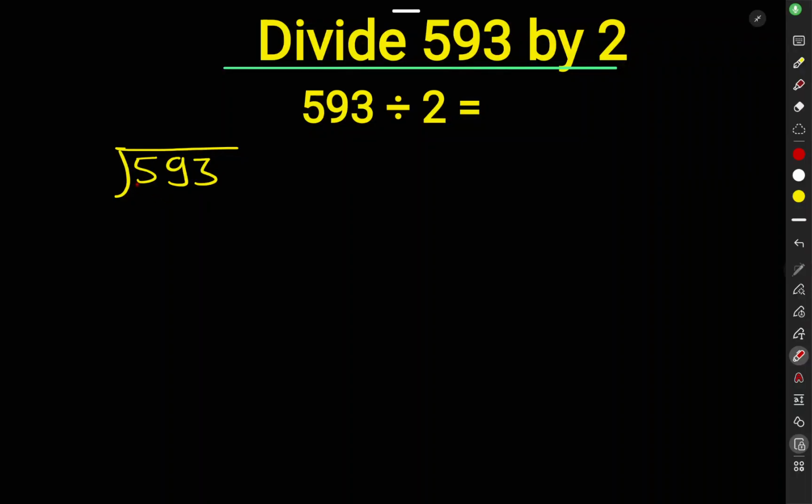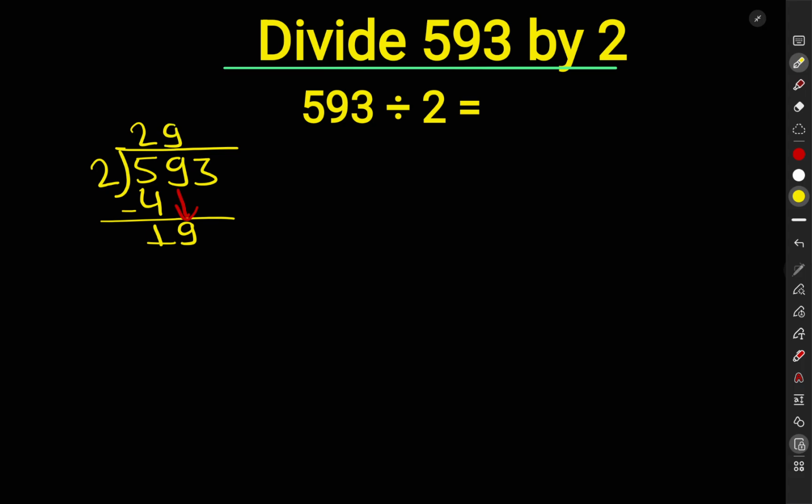We divide 593 by 2 in long division method. 2 times 2 is 4. On subtracting, we get 1. So now we put down this 9 and it is 19.